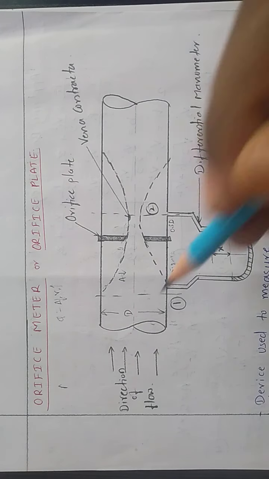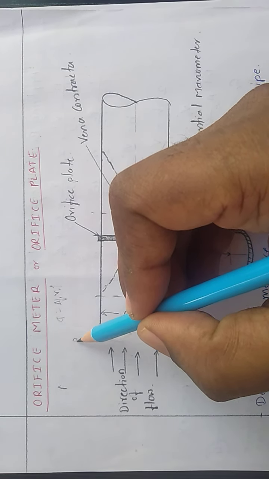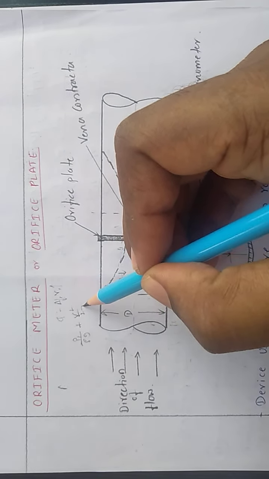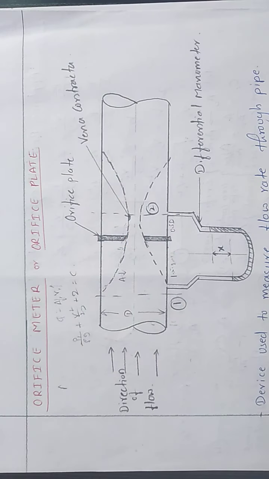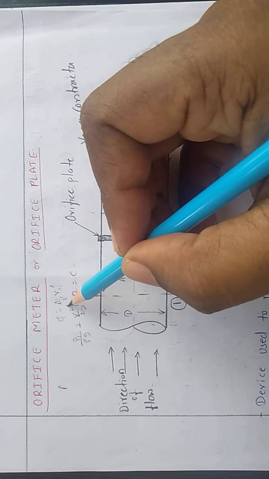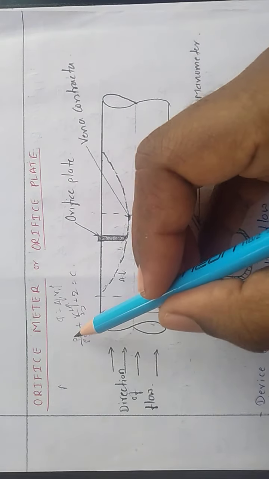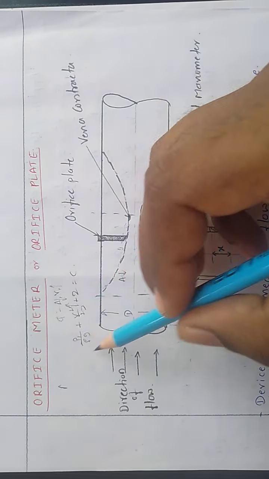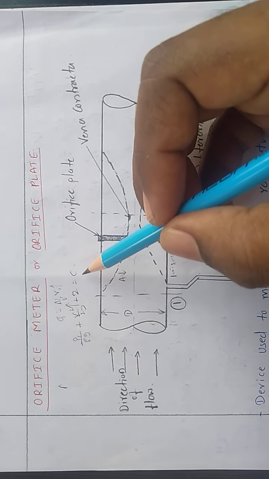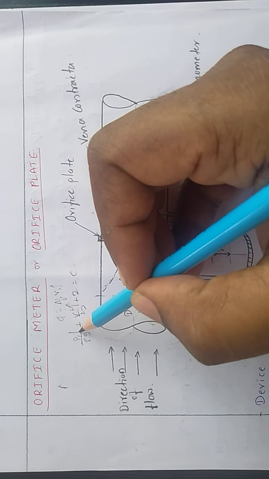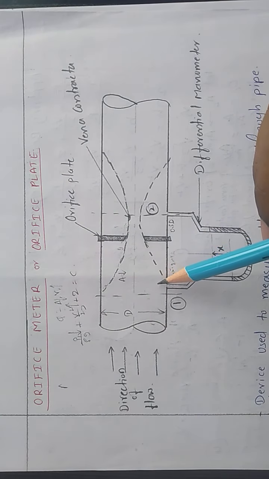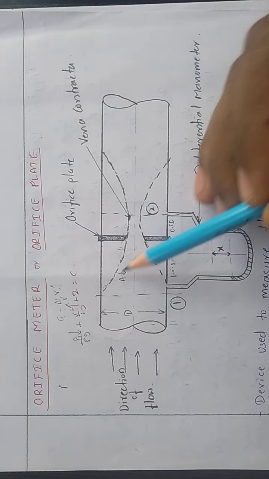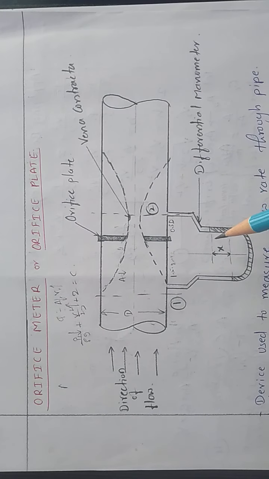velocity? It increases. From Bernoulli's equation, I'll write the expression: p by rho g plus v square by 2g plus z is equal to constant. As the velocity increases, what should happen to the pressure? One form of energy is converting to another form, but the total sum of energy remains constant. So if the velocity increases, then the pressure has to drop. As the fluid flows near the orifice, the velocity is increasing and pressure drops.